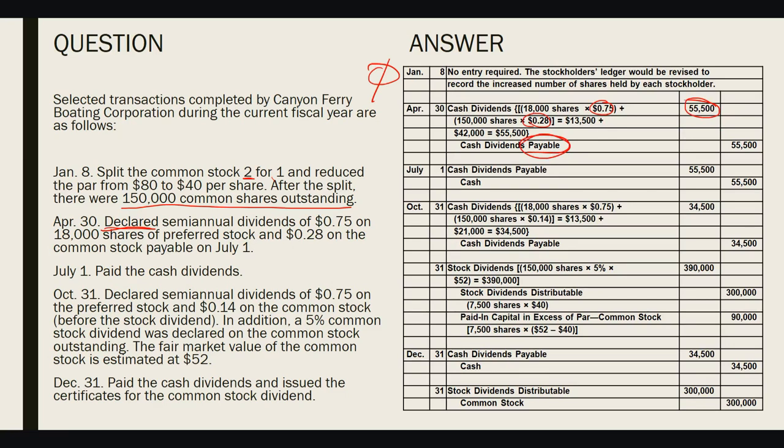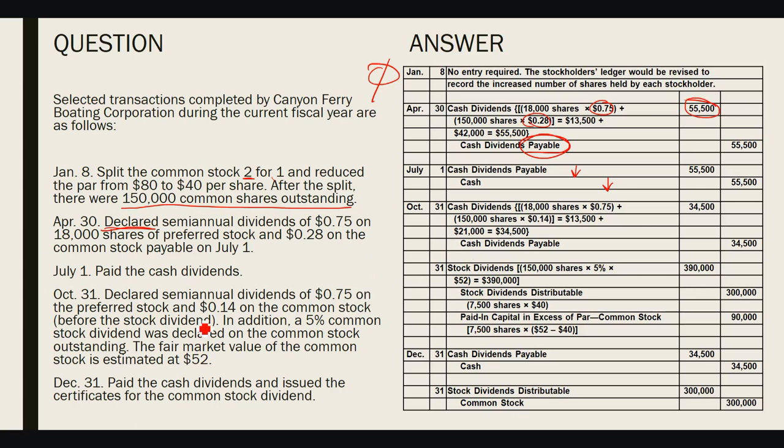Well, on July the 1st, we finally do a payment. So we reduce the cash dividends payable, and we also reduce cash, showing that we've now made good on the declaration for the dividends. On October the 31st, we declared again semi-annual dividends. So this apparently is happening every 6 months. Must be nice. I need to be a part of this.